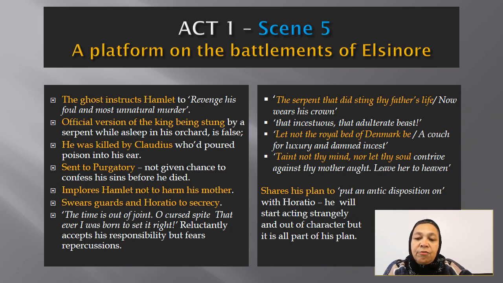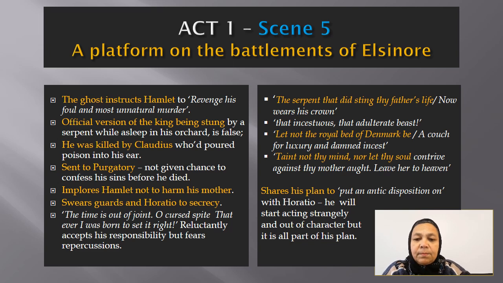Now note that the ghost's words and Hamlet's words are quite similar, because Hamlet also referred to Claudius in his soliloquy as being a satyr, a lustful beast. And here the ghost uses the words adulterate beast. So both Hamlet and the ghost have the same perception of Claudius and Gertrude's marriage.